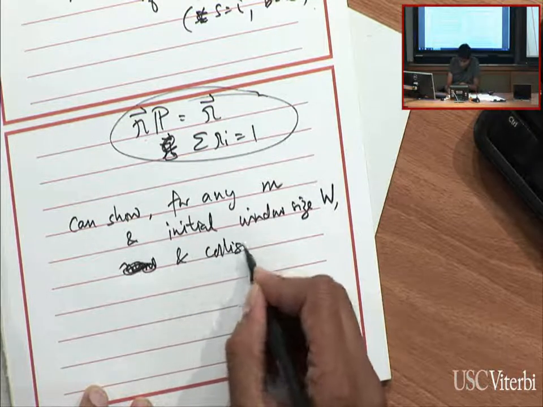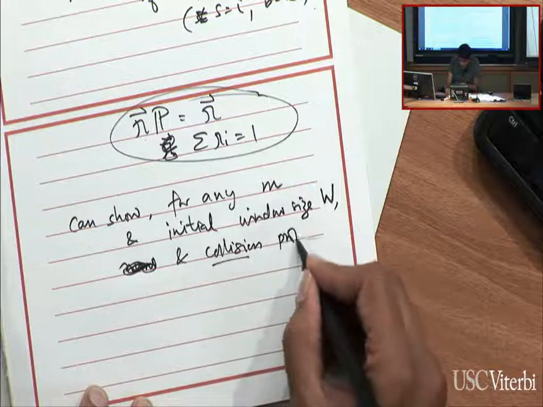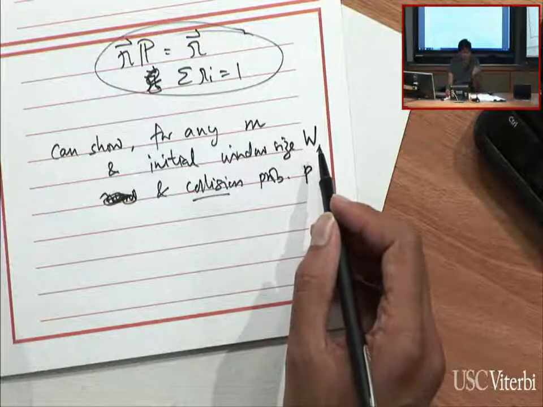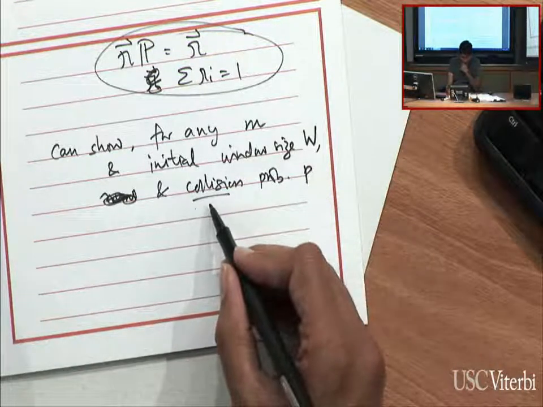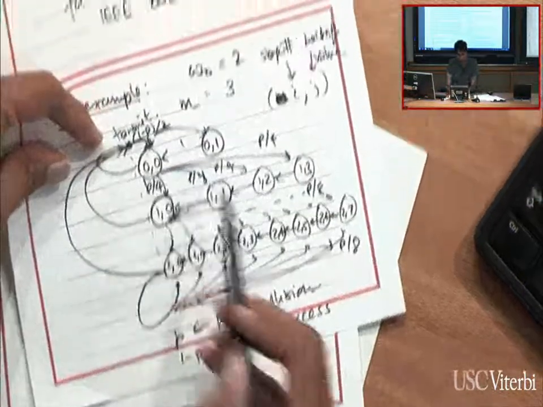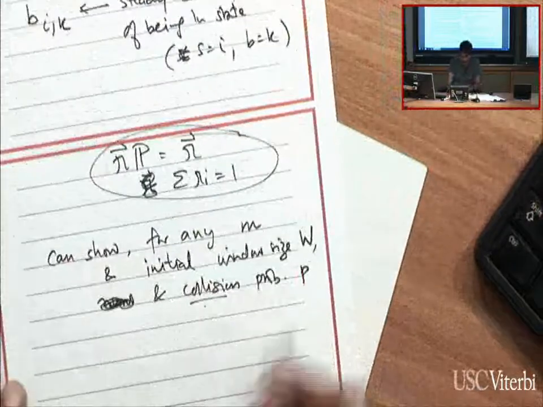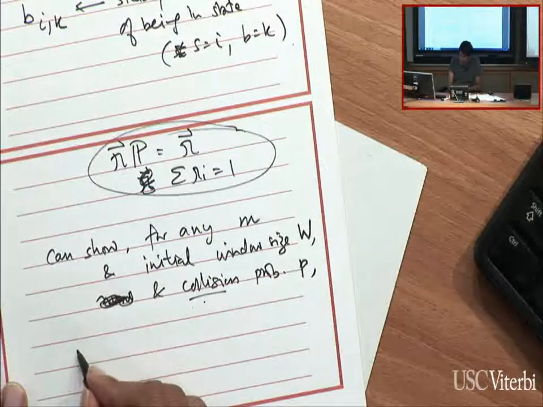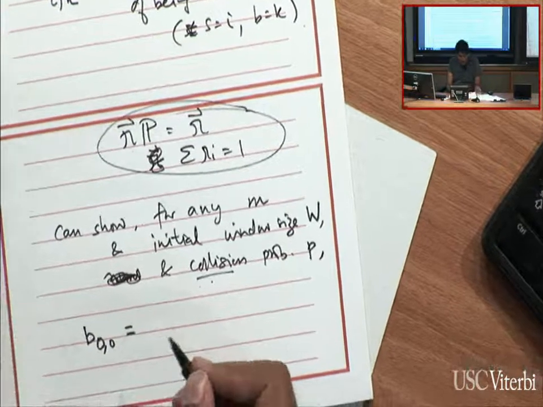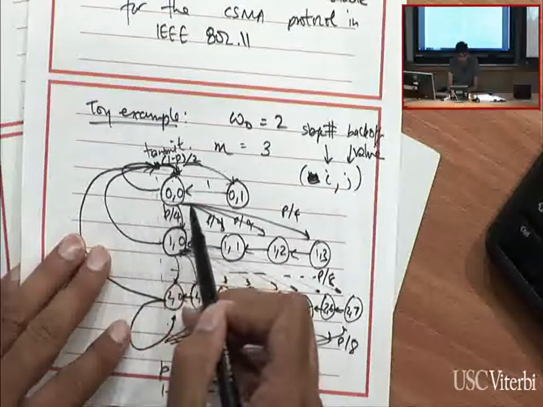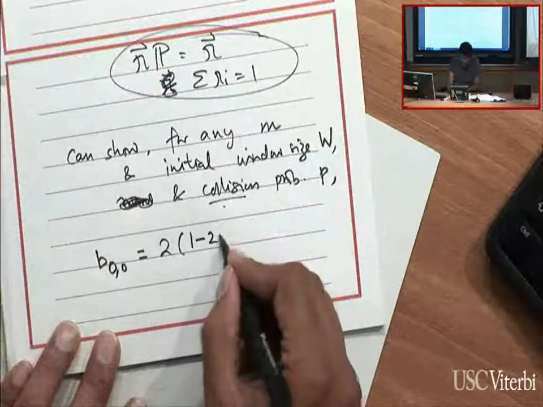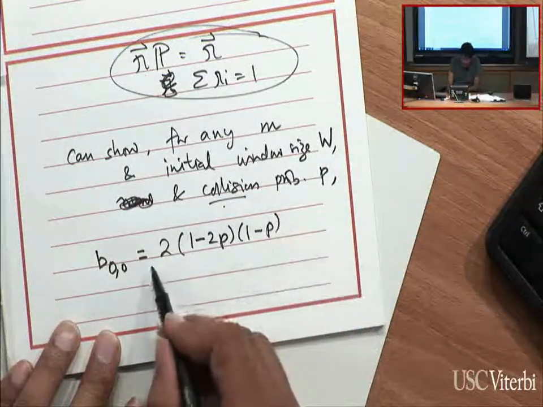And collision probability, and we'll come back to how you figure out this collision probability in a second. So if you know M, the number of stages, W, your initial window size, which we were calling W0, and the collision probability, which showed up in this chain as these P's, if you know all of those things, you can prove that b00, which is the steady state probability of being in this particular state, can be derived in closed form to be this equation.